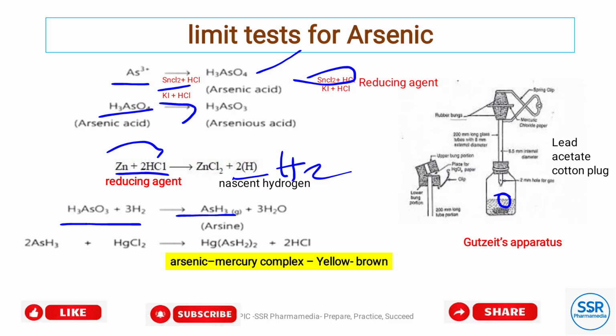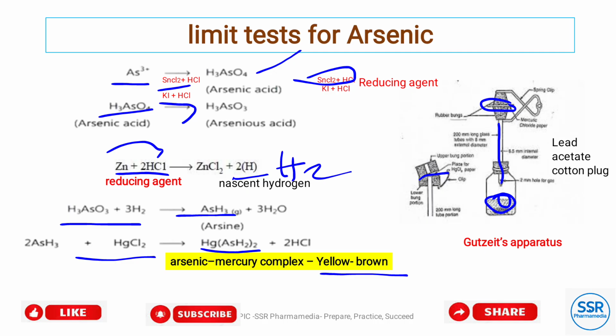So this arsine gas is formed over here. After forming, it travels through this tube and reaches the mercuric chloride paper. The mercuric chloride paper is held between this rubber band. There it forms an arsenic mercury complex, which is yellow brown in color. This color intensity is compared later in order to find out the report.